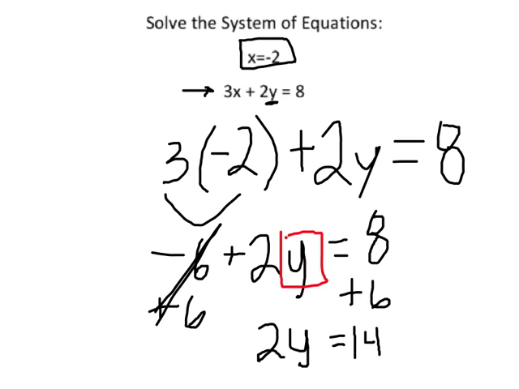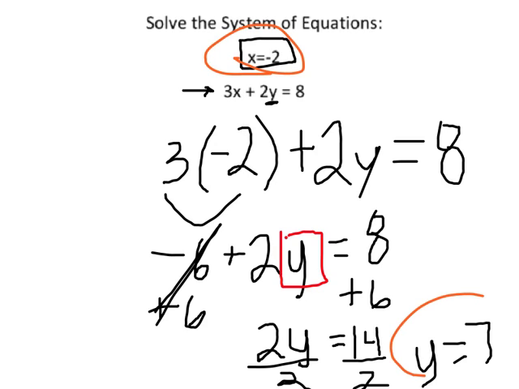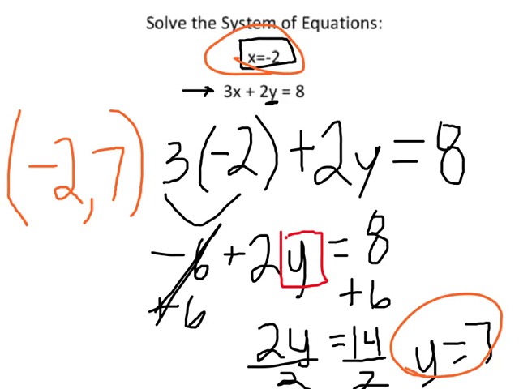And what's my last step? Divide by 2. Y equals 7. How do I need to write my solution? As coordinates. So how can I write these as coordinates? We know up here that my x is negative 2 and my y is 7, and I write my coordinates with my x first and then my y. So my solution is negative 2, 7.